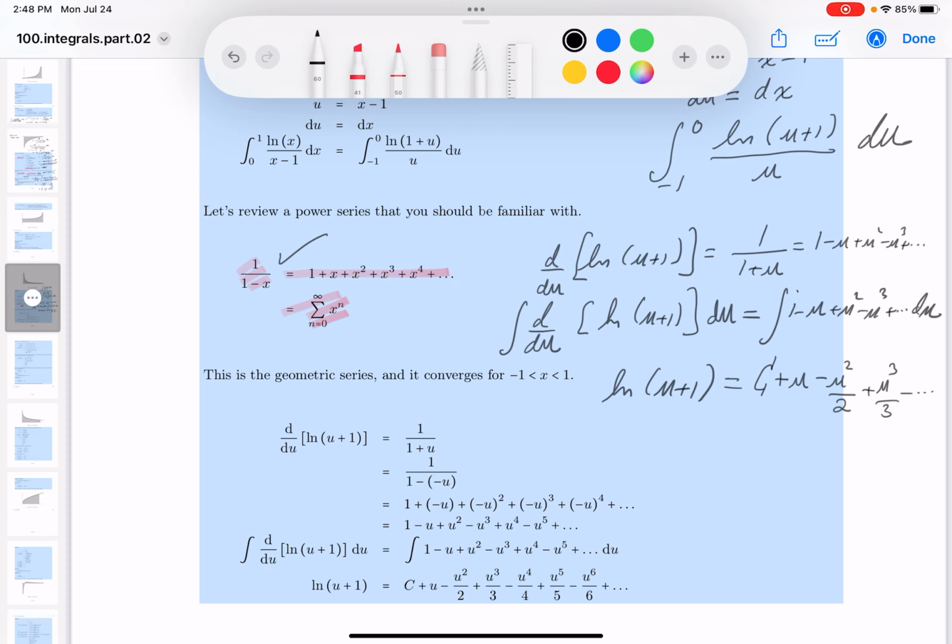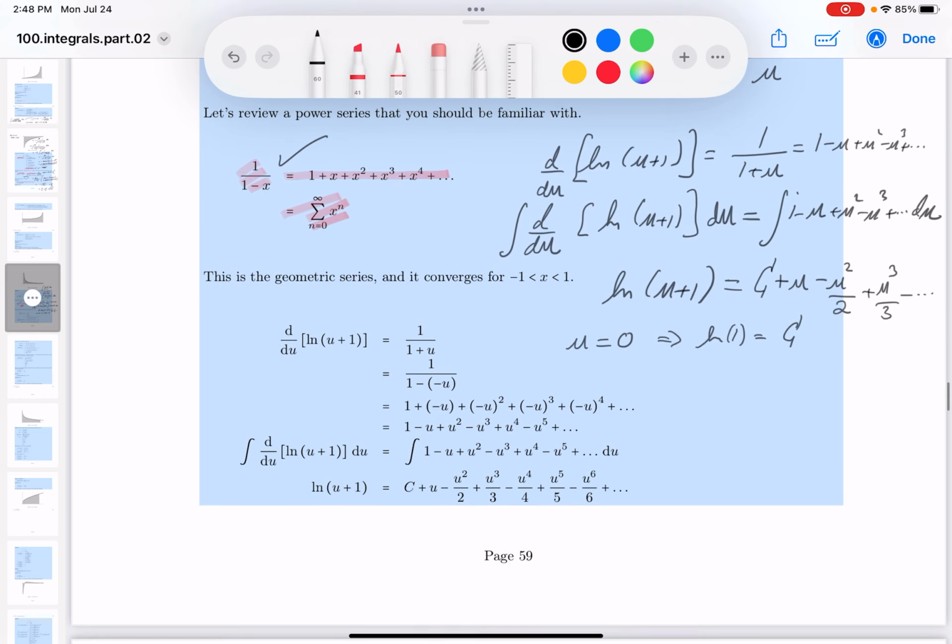All right, not so bad. Let's keep moving. I got to figure out the c now. The easiest thing for me to do is pick a u that will be very easy to evaluate. And I'm going to say pick u to be 0. And what do you get? The natural log of 1 would equal c. All those terms disappear. What's natural log of 1? It's 0.